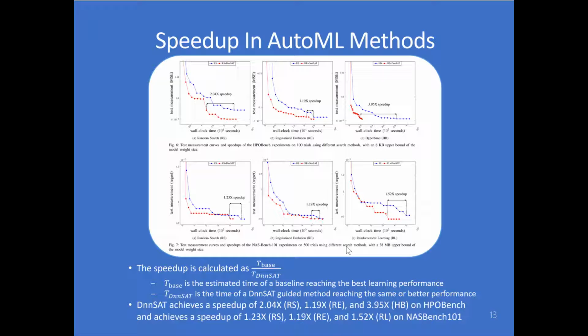Overall, DnnSAT achieves a speedup of 1.19 times to 3.95 times on HPO-Bench, and achieves a speedup of 1.19 times to 1.52 times on NAS-Bench-101.